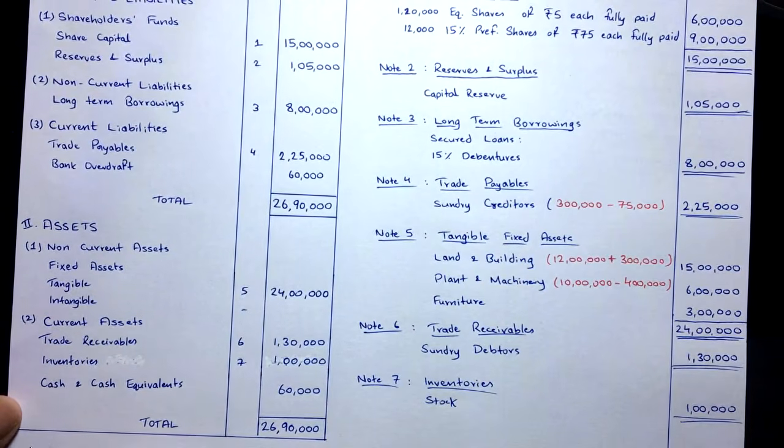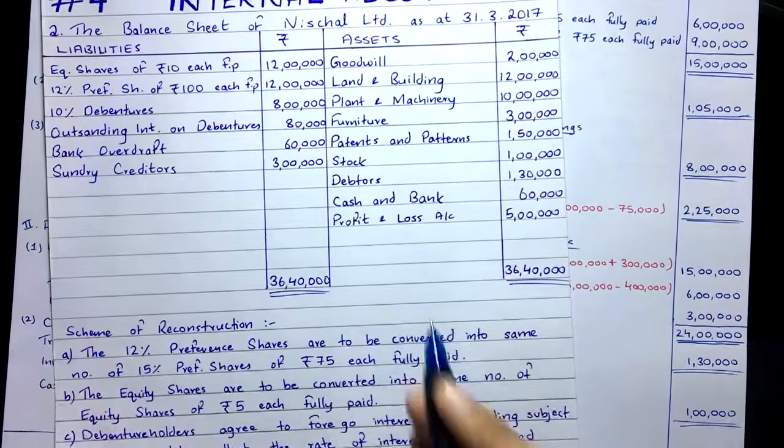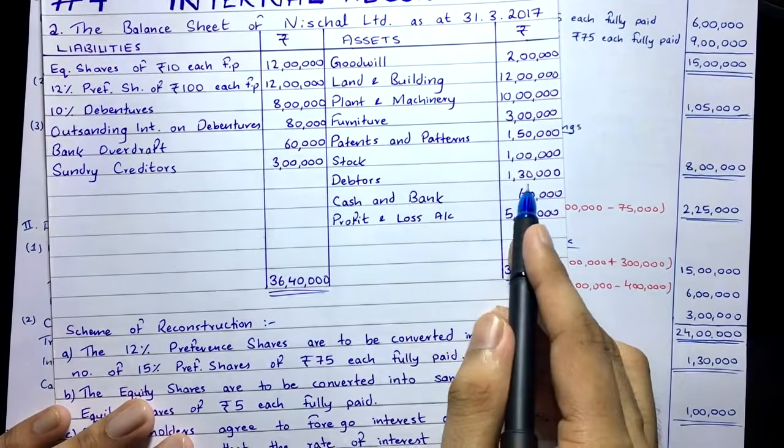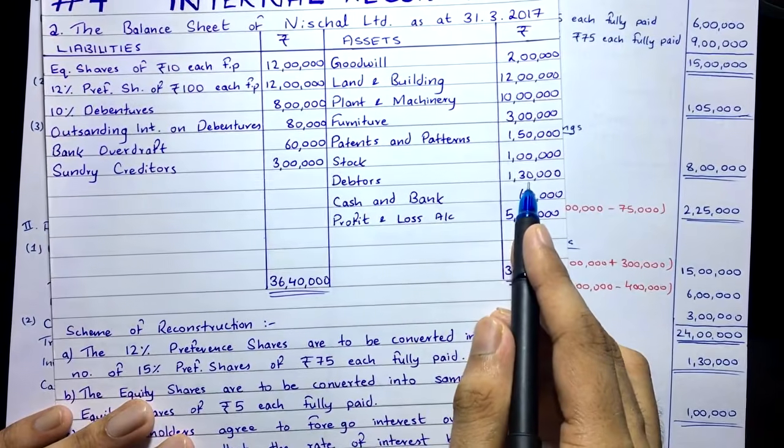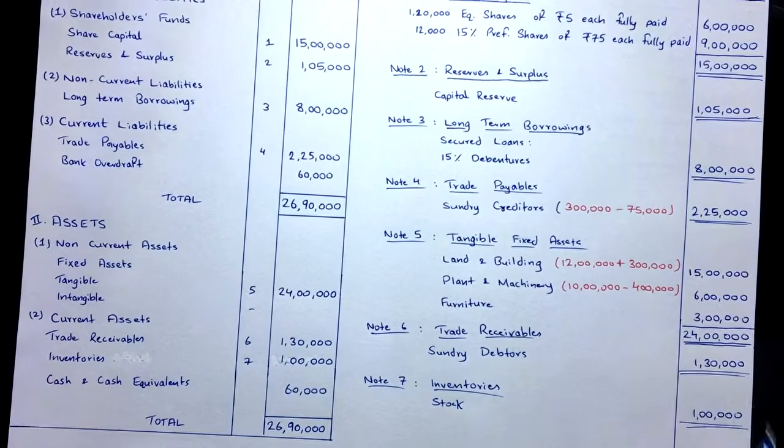So trade receivables, note number 6. It's simple. Trade receivables means the receivables. We have got debtors, sundry debtors. How much? 1,30,000. Have we made any change to that? No. Just take it as it is. So trade receivables, sundry debtors, 1,30,000.